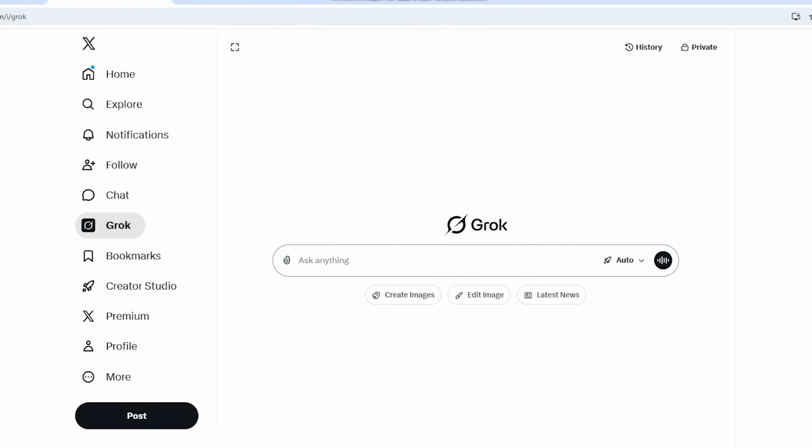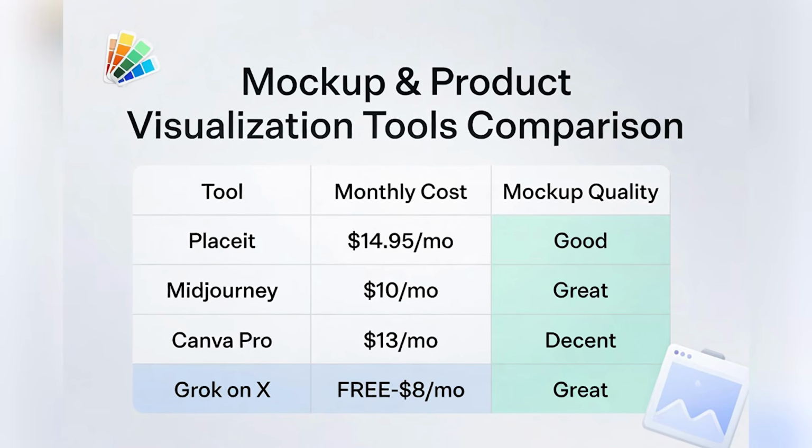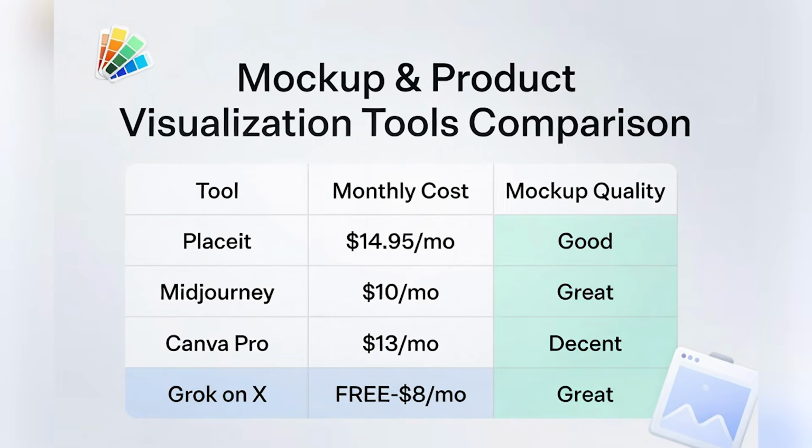If you have an X account, and most of you do, you already have some level of access to Grok. Free X users get limited Grok access. Premium subscribers get more. Either way, you're not paying for a separate mockup tool. Compare that to Placeit at like 15 bucks a month or Midjourney at 10 bucks a month. This is built into the app you're already using.